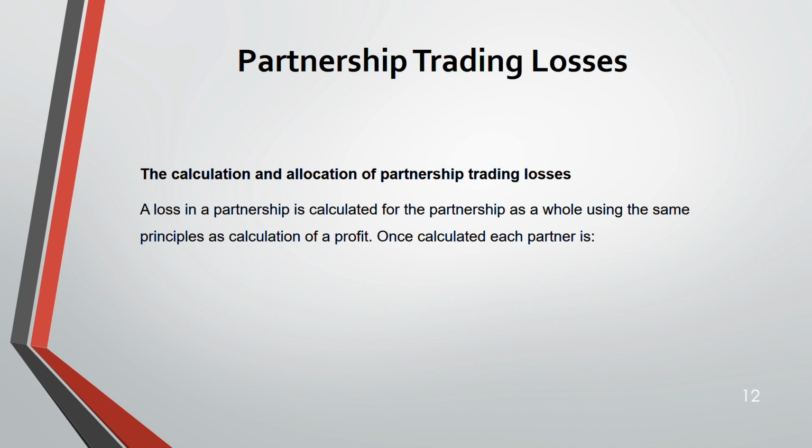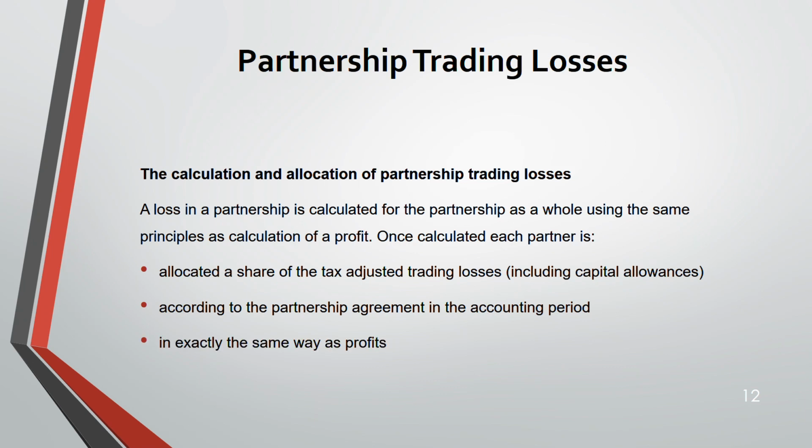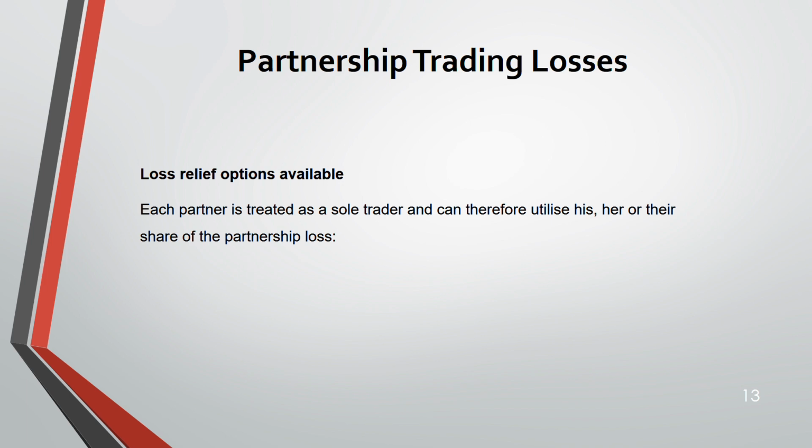It is the same principle you have to use when you are calculating profit. Each partner is allocated a share of the tax adjusted trading loss, including capital losses, according to the partnership agreement, exactly the same way as profit. Now, what are the loss relief options?